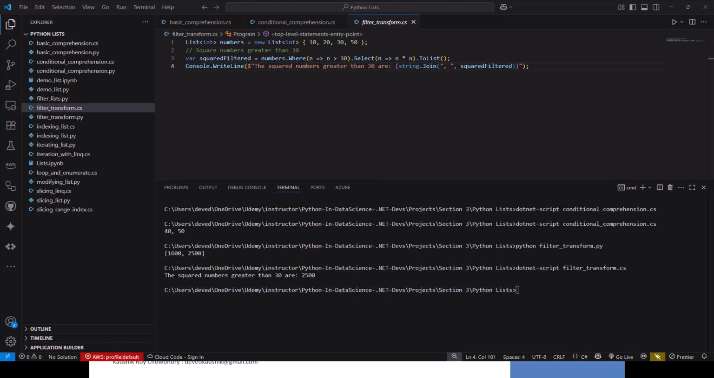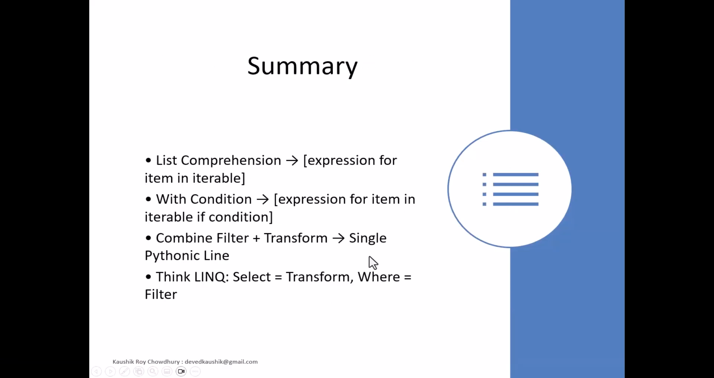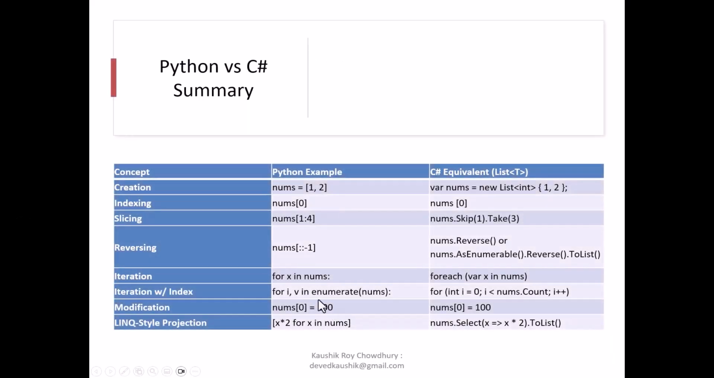So in the end, let's see the summary of what we have learned today. Python versus C# summary. Creation: nums = [1, 2], and the C# equivalent is var nums = new List<int> {1, 2}. Indexing: nums[0], and here also nums[0]. Slicing: nums[1:4], and here it is nums.Skip(1).Take(3). There is another way we have done it from C# 8 onwards, which is very similar to Python slicing.